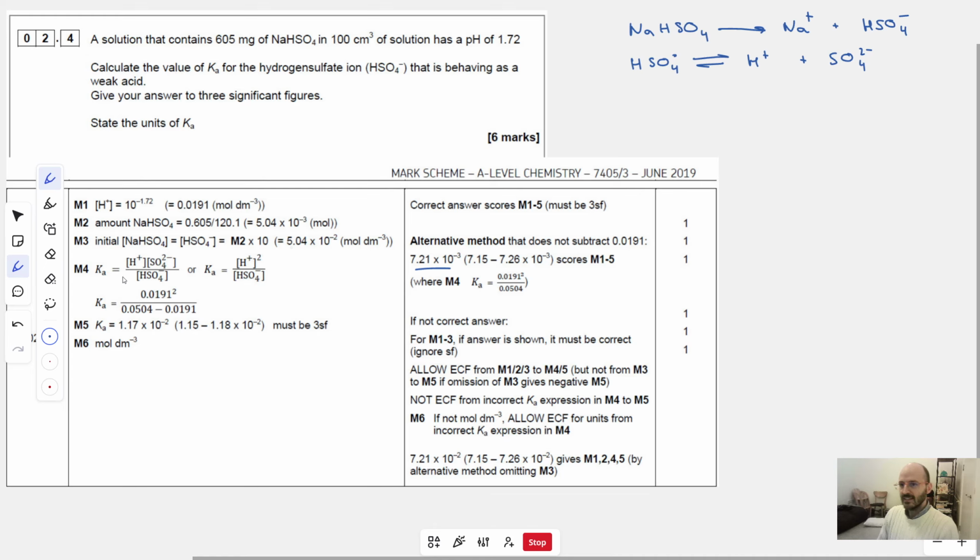Now, what happens is this acid is not a common weak acid. It's a bit of a strong acid. How can you tell? Well, because the pH is low. It's 1.72. And therefore, it is what is called a strong, weak acid.